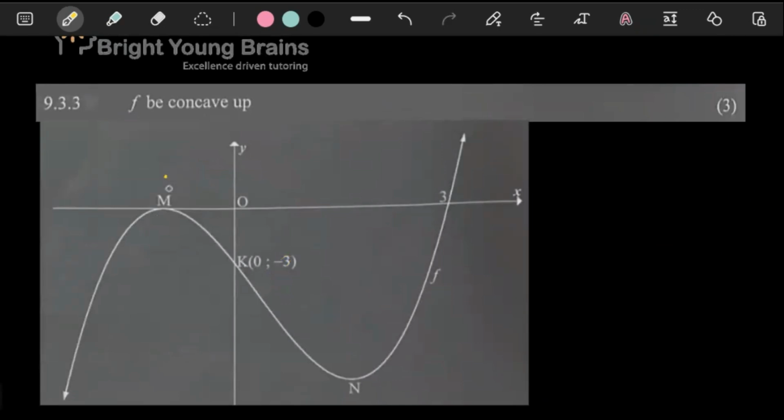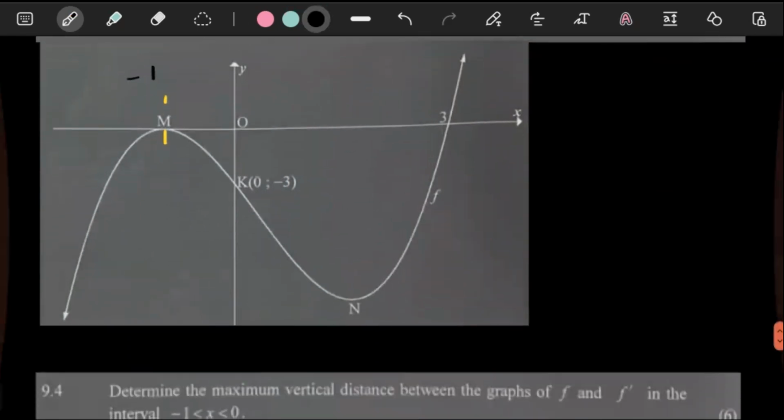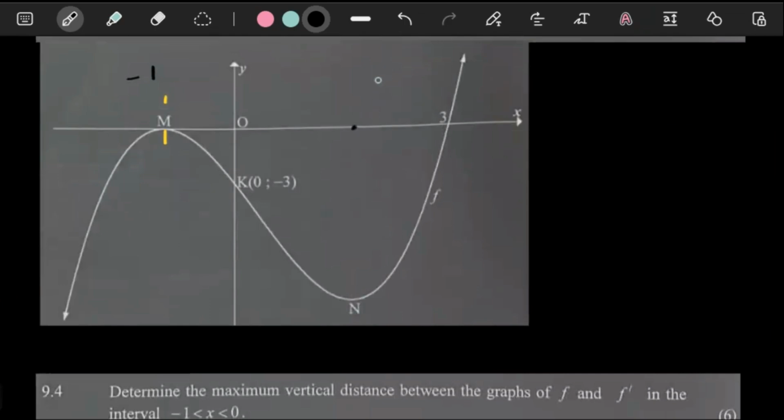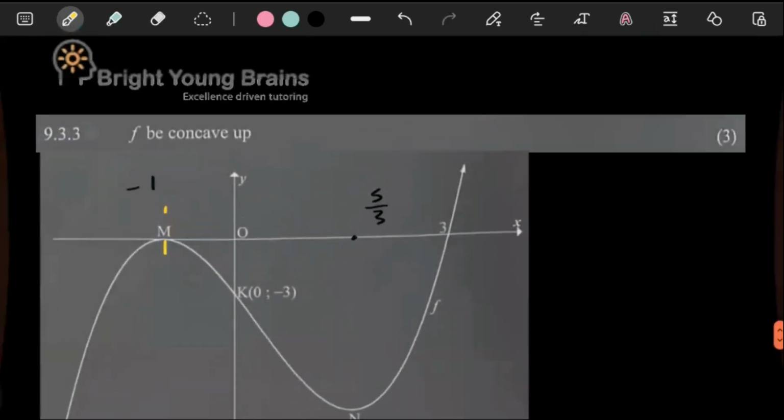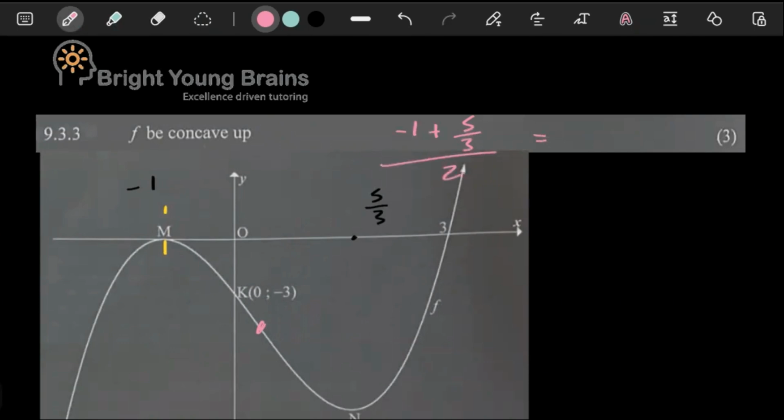The point of inflection is the point directly in the middle of the two x values of your turning points. So this one here is -1, and this one here is 5/3, the x values of your two turning points. In the middle of them is the x value of your point of inflection, which is what you need for this question. So let's get that first. -1 plus this, divided by 2. This is going to give us the x value of the point of inflection. I would say that's the quickest and easiest way.